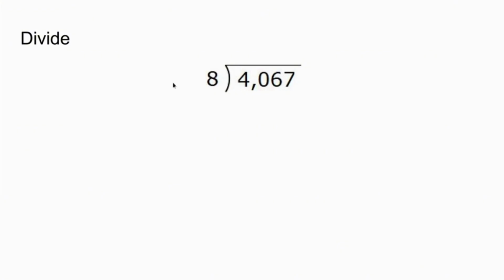Does 8 go into 4? No. Does 8 go into 40? Yes. How many times? Exactly 5 times. Now we take 5 and multiply it to 8. 5 times 8 is 40. Subtract the numbers, and 40 minus 40 is 0. How nice. Now drop down the next number and repeat the process.